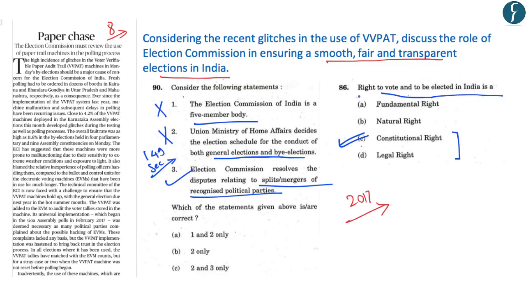So we see that voting becomes an important aspect with respect to our Indian democracy. Hence, this topic of functioning of VVPAT machines becomes extremely crucial for the conduct of Lok Sabha as well as state assembly elections. And again, let's go through this question. It says, considering the recent glitches in the use of VVPAT, discuss the role of Election Commission in ensuring smooth, fair and transparent elections in India. I'm sure you can use those key points as discussed earlier in your answer writing. With this, let's move on to the next news.